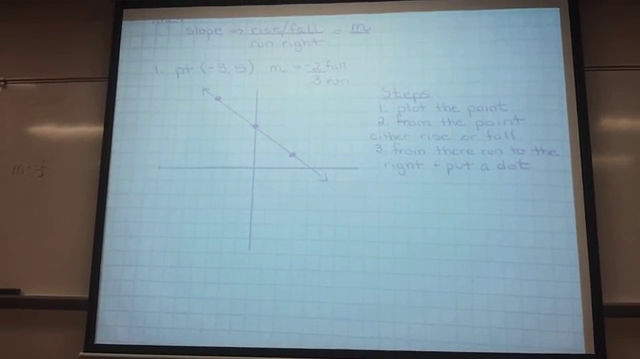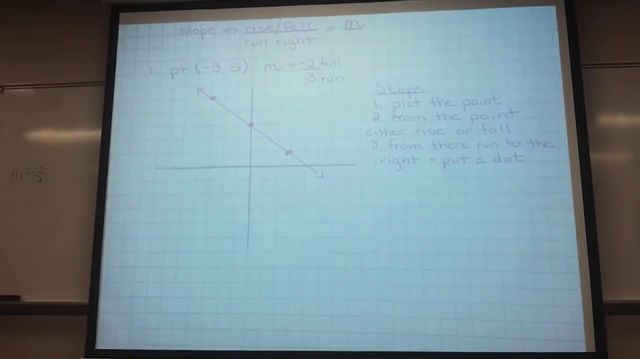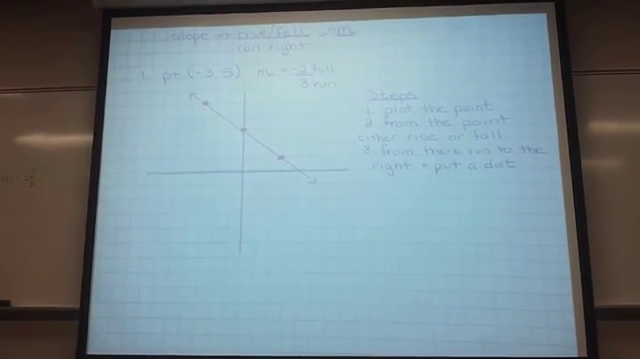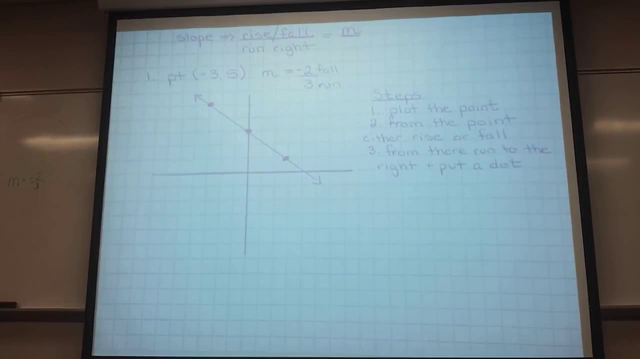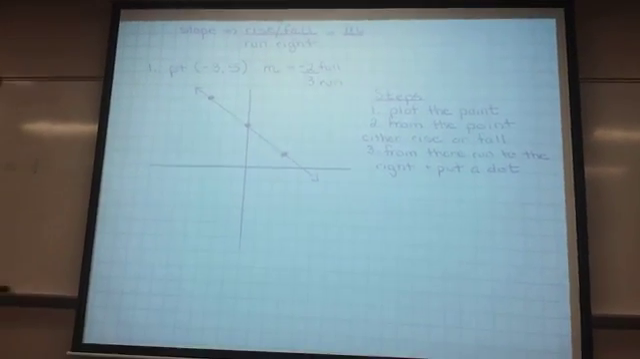Can I ask you a question? Okay, like on this paper. You can stop right there. 1, 2, 3. Go right here. You have to have the point first, which is -3, 5. So 1, 2, 3.